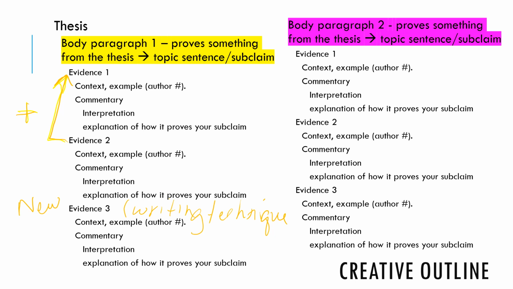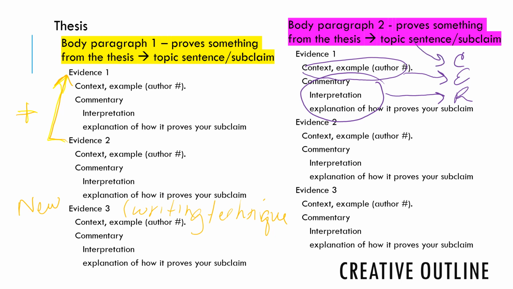Remember, if you've done a SIR paragraph in a class, this is the same concept. So you have claim, evidence, reasoning. And I go over this in my body paragraphs video as well. But that's really what this whole context is doing: the example is your evidence here, and the commentary section is your reasoning. And then the claim is really your topic sentence for your body paragraph, your subclaim. There's lots of different terms you can use for it.